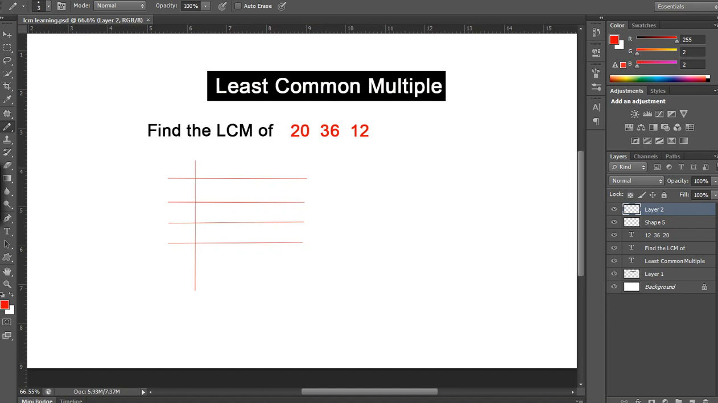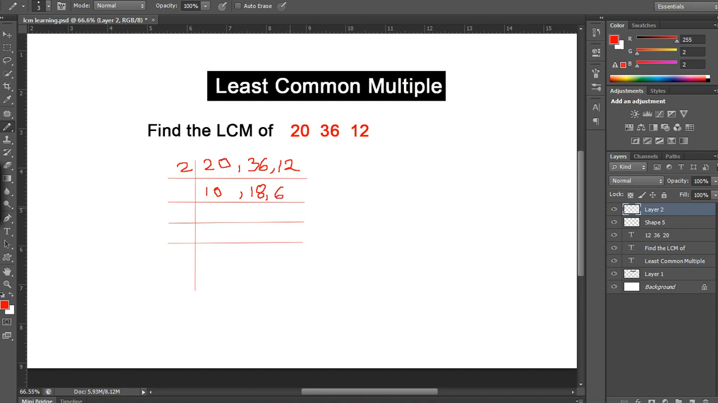First of all, here we will find the LCM of 20, 36 and 12. First of all, you have to draw a line like this, then write 20, 36, 12. Now we will start from the lowest common factor of these numbers. So you can find 2 is the lowest common factor of these numbers. So 10 to the 20, 18 to the 36 and 6 to the 12.